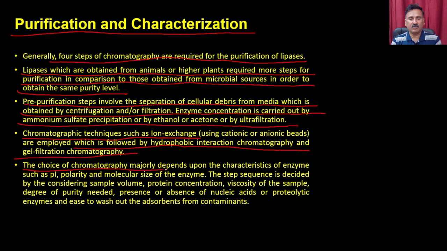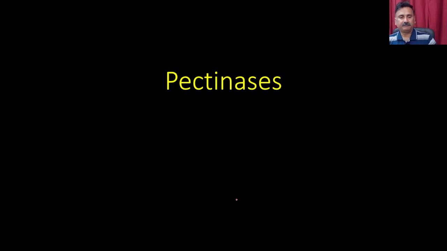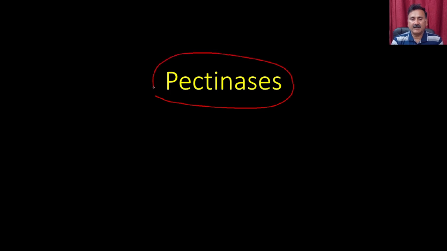The choice of chromatography majorly depends on the characteristics of the enzyme, such as isoelectric point, polarity, and molecular size of the enzyme. The step sequence is decided by considering sample volume, protein concentration, viscosity of the sample, degree of purity needed, presence or absence of nucleic acid or proteolytic enzymes, and ease of washing out the adsorbent from the contaminants. Then we can also talk about another enzyme, which is called pectinases.